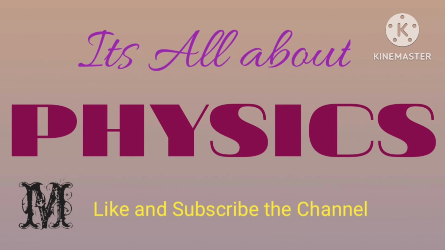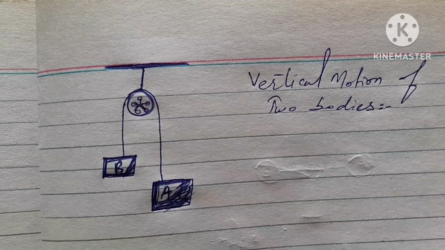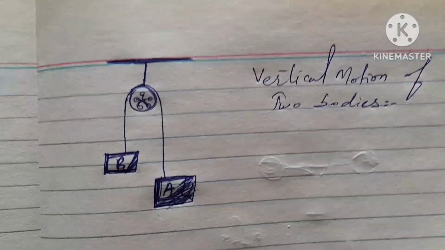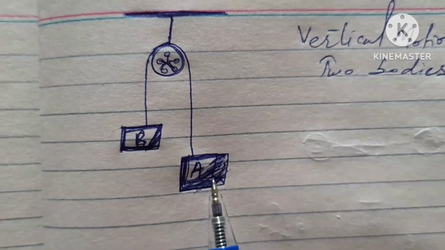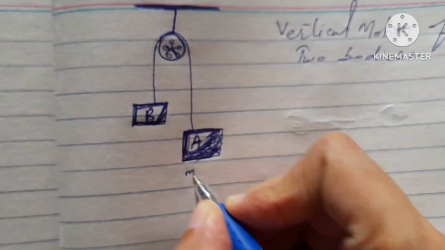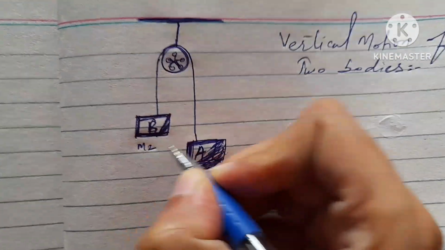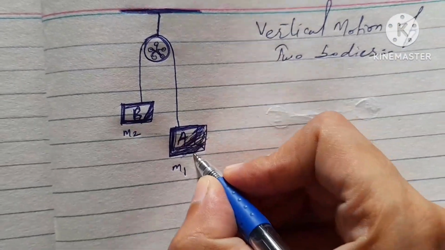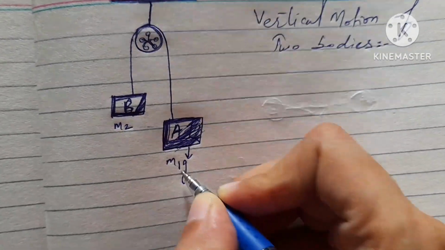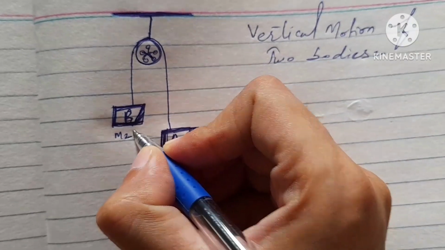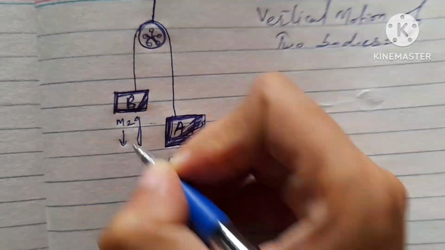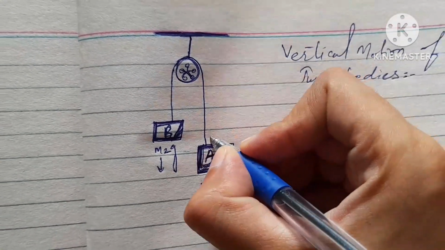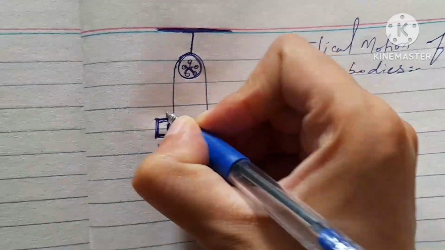In this lecture, I discuss the vertical motion of two bodies attached to the ends of a string that passes through a frictionless pulley. Consider two bodies of mass m1 and mass m2. Mass m1 is heavier than mass m2, and the weights act downward, m1g and m2g. As the weight is downward, the tension produced in the string is in the upward direction.